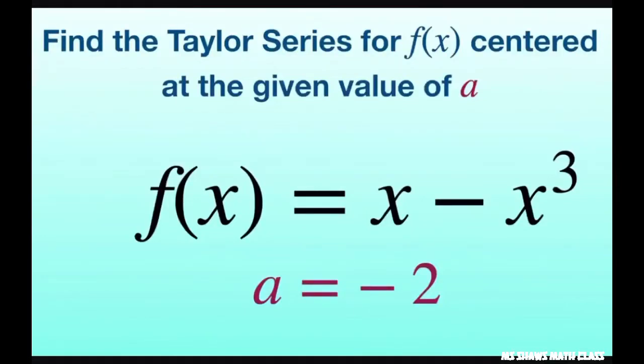Everyone, we're going to find the Taylor series for f of x centered at the given value of a. We have f of x equals x minus x cubed, and our Taylor series is going to be centered at a equals -2. So we want to write it in this form here, and let's get started with taking some derivatives that we need. So for our first term, that's actually where n is 0.